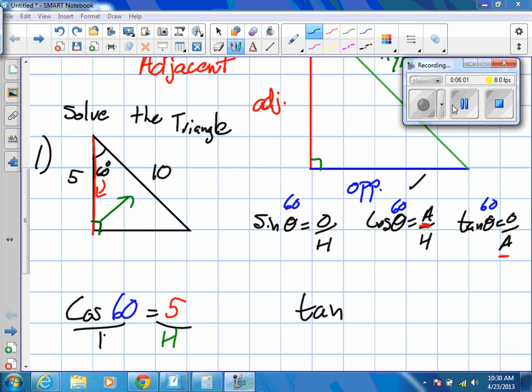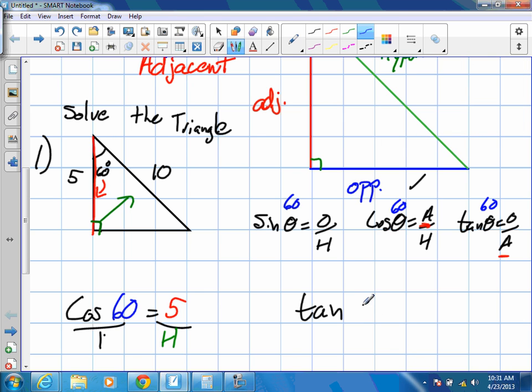Tangent 60 is equal to the opposite, which is something we still don't know, right? So here's our opposite side, so we're going to be looking for that. And our adjacent side was 5.